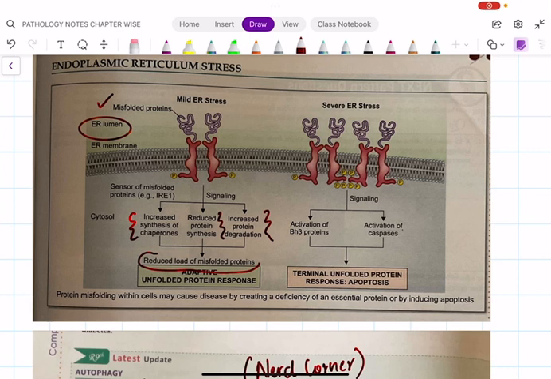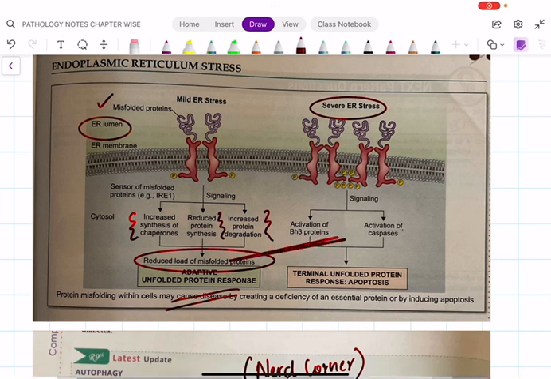All those will reduce the load of misfolded proteins. This is a normal unfolded protein response. Suppose this stress is so severe, what will happen? There will be activation of BH3 proteins. You know what BH3 proteins are?